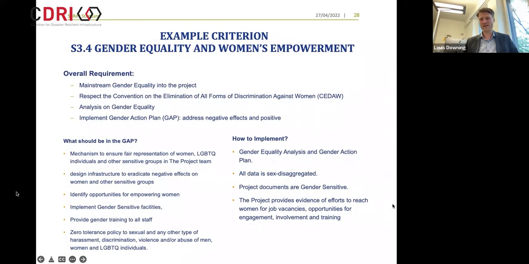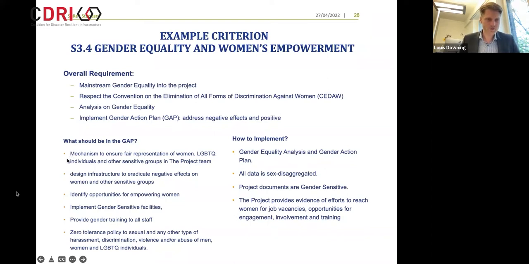So just one example then on gender equality and women's empowerment. The overall requirement is to mainstream gender equality into the project, respect the Convention on the Elimination of All Forms of Discrimination Against Women, do an analysis on gender equality, implement a gender action plan, and that gender action plan should include some minimum points in it. These are just some of them, it's a summary.